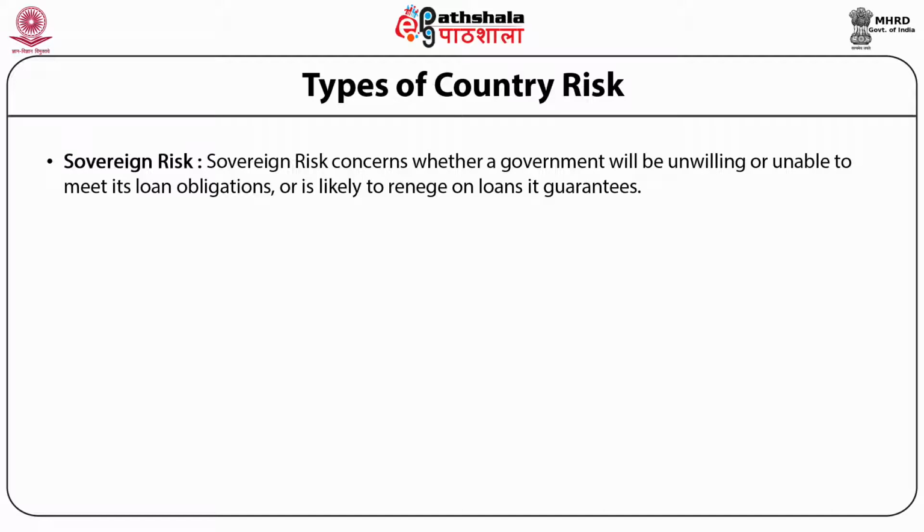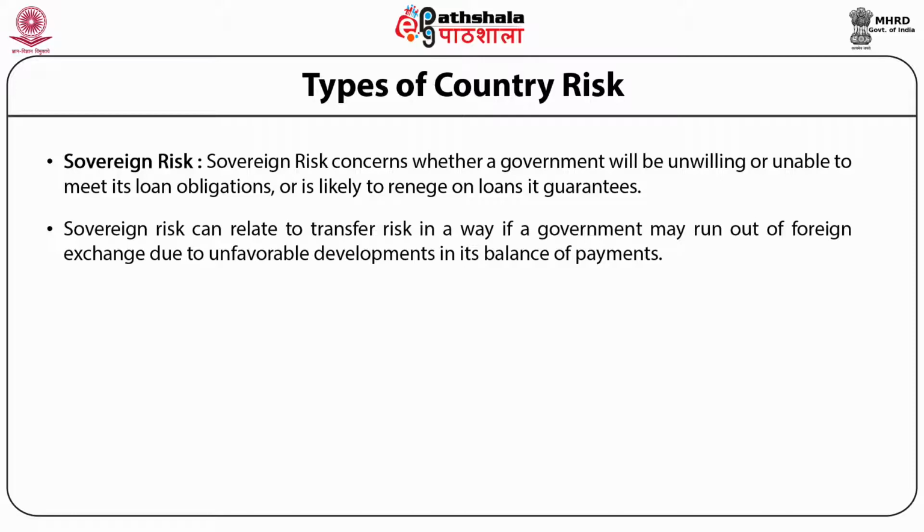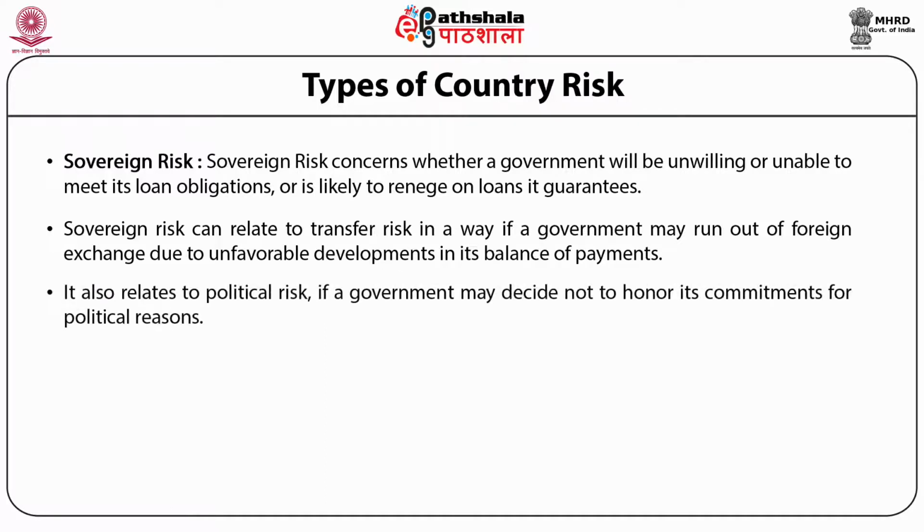Sovereign risk. Sovereign risk concerns whether a government will be unwilling or unable to meet its loan obligations or is likely to renege on loans it guarantees. Sovereign risk can relate to transfer risk in a way, if a government may run out of foreign exchange due to unfavorable developments in its balance of payments. It also relates to political risk if a government may decide not to honor its commitments for political reasons.